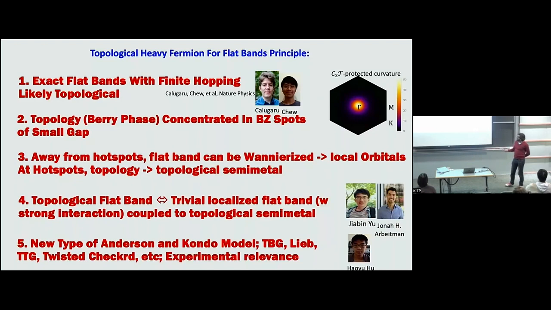So we want to think of the topological flat band as some trivially localized flat band, which now carries the interaction, okay? Because, as we'll see, because of their localization properties, these carry these heavy states, which we call heavy fermions or F states, by abuse of language, and they carry most of the interaction. And these are Wannier states that are exponentially localized. And they're coupled to a topological semi-metal, which carries the topology.